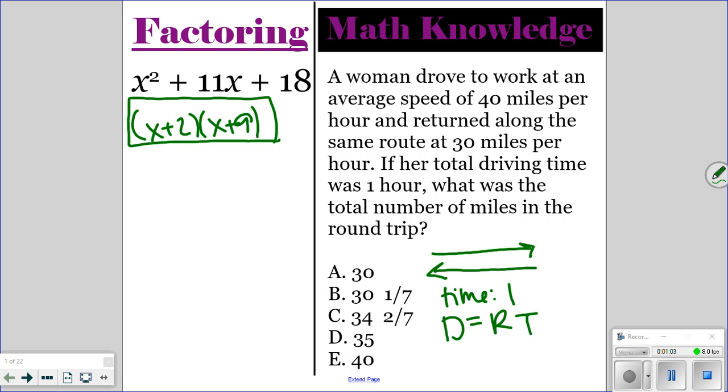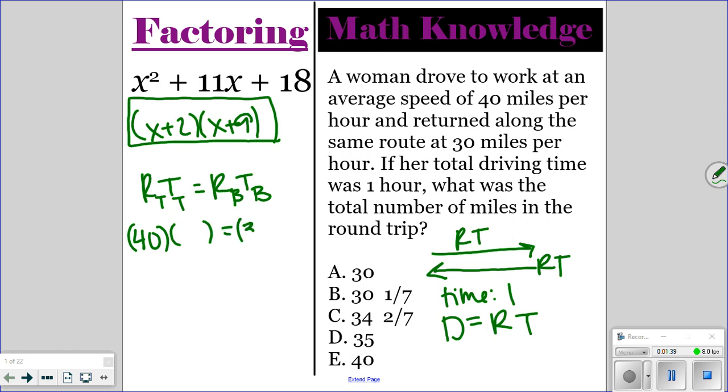D equals RT. So we know that the distance there has to equal the distance on the way back. So the rate times the time on the way there is going to have to equal the rate times the time on the way back. So I'm going to say RT there is going to equal RT on the way back. So the rate that she went there was 40, and then the rate on the way back was 30.